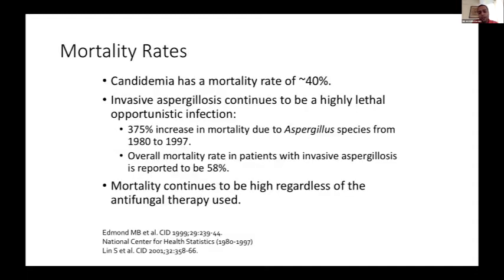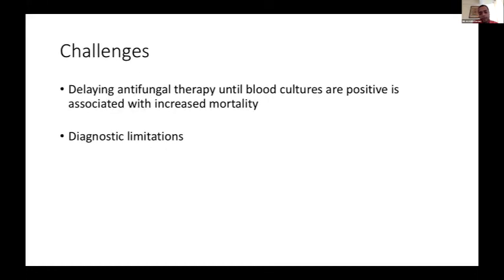The mortality rates are quite high. Candidemia has a mortality rate of approximately 40%. Invasive aspergillosis, the mortality rate is reported to be more than 50%, it's actually 58%. And the mortality has significantly gone up from 1980 to 1997. And mortality continues to be high regardless of the antifungal therapy that is used.